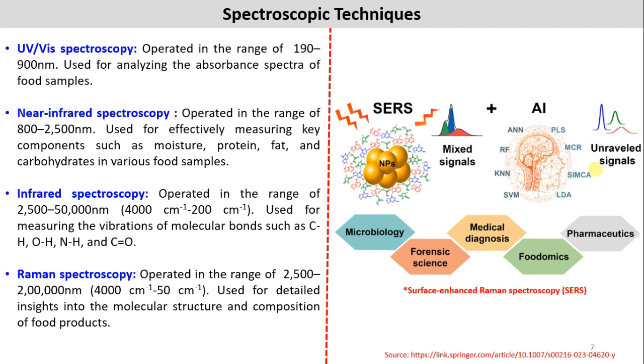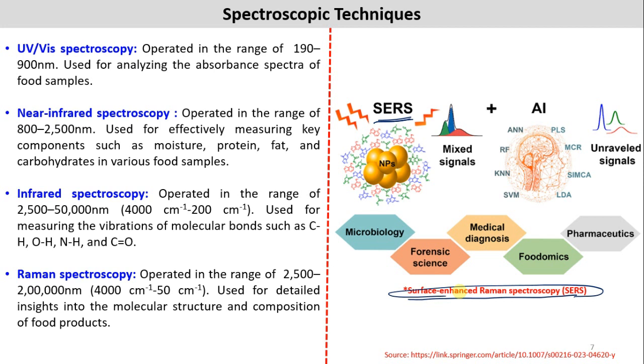Now coming to the spectroscopic techniques, we already discussed these things, so you can just go through this if you want. So what happens in chemometric analysis and what are its applications? Herein, if you see, the spectroscopic technique SERS, surface enhanced Raman spectroscopy, has been given.